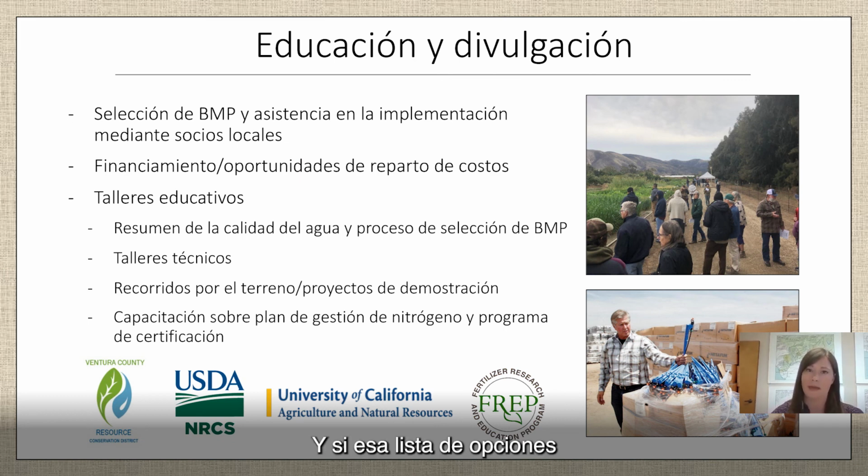And if that list of recommended BMP options is a little daunting and you don't know where to start, then some of the assistance programs offered by local partners might be of interest to you. There are various programs offered by the USDA's Natural Resource Conservation Service, or NRCS, the Ventura County Resource Conservation District, or RCD, the University of California Cooperative Extension, or the CDFA Fertilizer Research and Education Program that can all provide BMP selection and implementation assistance, and even funding and cost share opportunities in many cases. And VCALD can help refer interested growers to the contacts for each of these agencies and their programs.